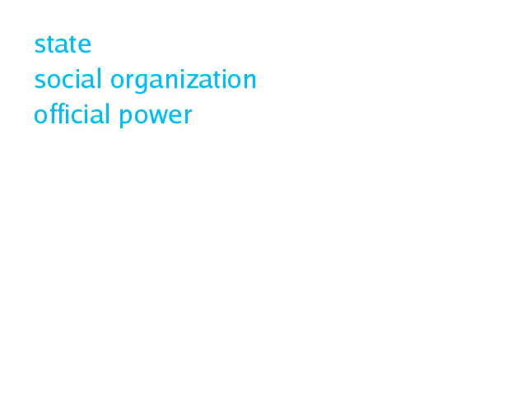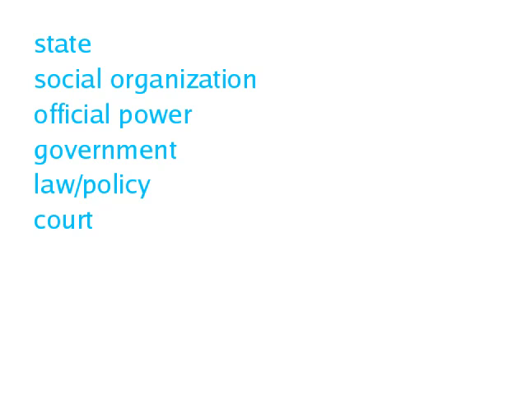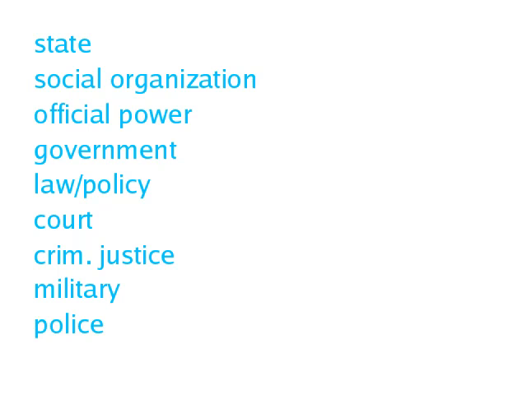So these are things like the government, law and policy, the court system, the criminal justice system, the military is included in this, and the police. All right, so when we use the term state, we mean all of these different things. Sometimes, if we don't think of geographic state, we think of the government, and that's one part of the state, but it's only one part.